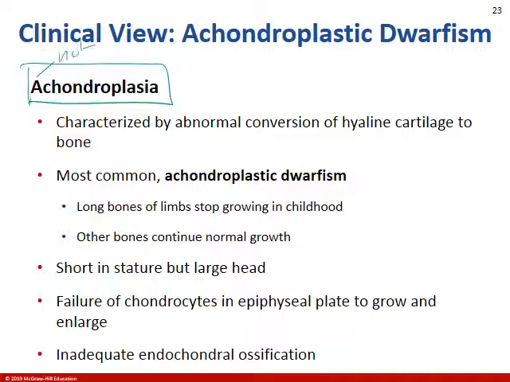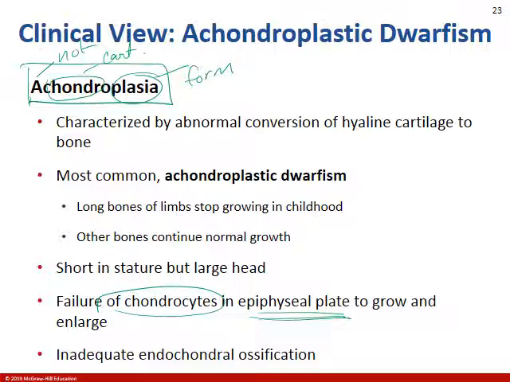A in front of something means not. Chondro means cartilage. Plasia means formation. So, no cartilage formation. Failure of chondrocytes in the epiphyseal growth plate to grow and enlarge. Basically, you have limited endochondral ossification. And if you remember, that affects long bones mostly. Other bones continue to grow as normal.